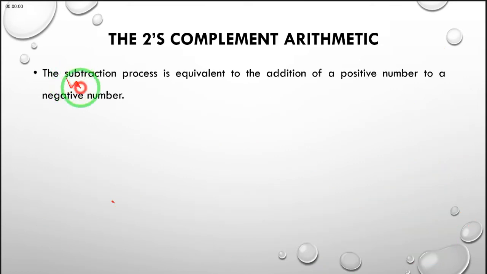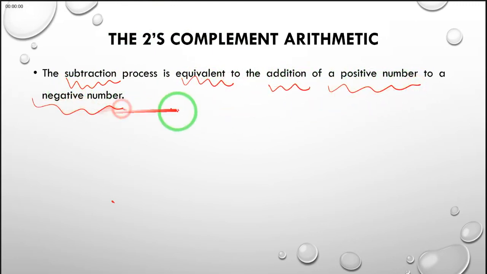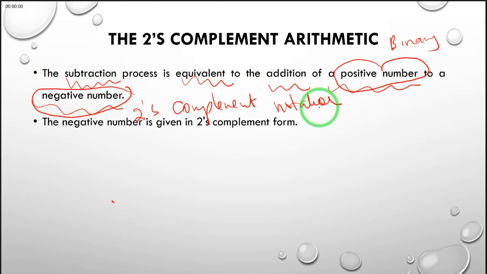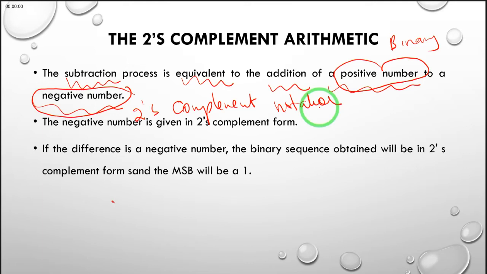So we observe that the subtraction process is equivalent to the one that we have done of the addition of a positive number and a negative number, and we just need to let the positive number remain unchanged. So it will remain in the binary number notation, and the negative number you will change to the 2's complement notation. If the difference between the two numbers is negative, then the binary sequence obtained will be the 2's complement. Otherwise, it will be in the normal binary form.